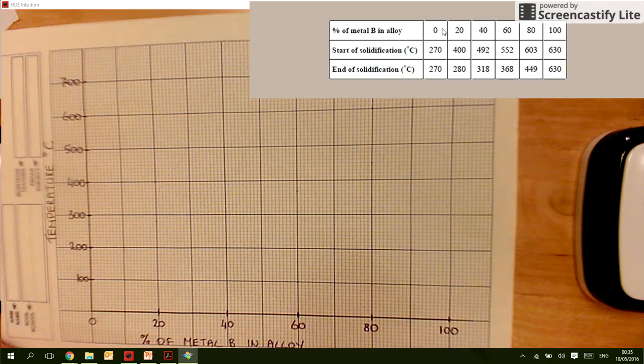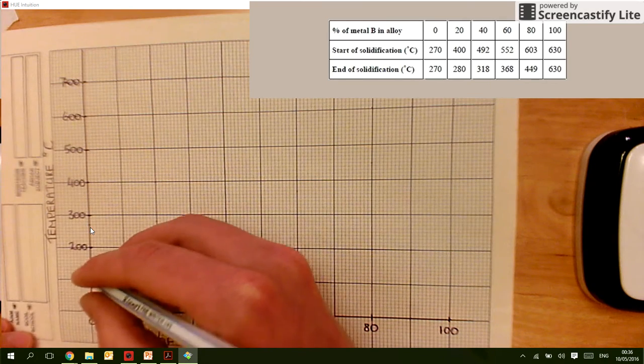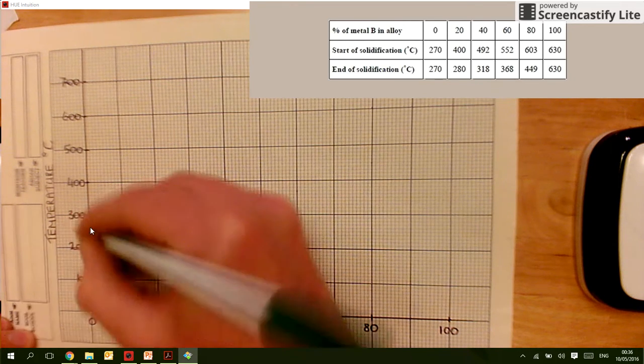So looking at the first point on our graph, you'll see at 0% metal B in alloy, that will represent 100% metal A in the alloy. The metal starts to solidify at 270 degrees Celsius and ends its solidification process at 270 degrees Celsius also. So on my graph here, I'm going to go up along the y-axis, which is at 0% metal B, and I'm going to mark on the point 270 degrees Celsius on that. That's going to be the first point in my graph.